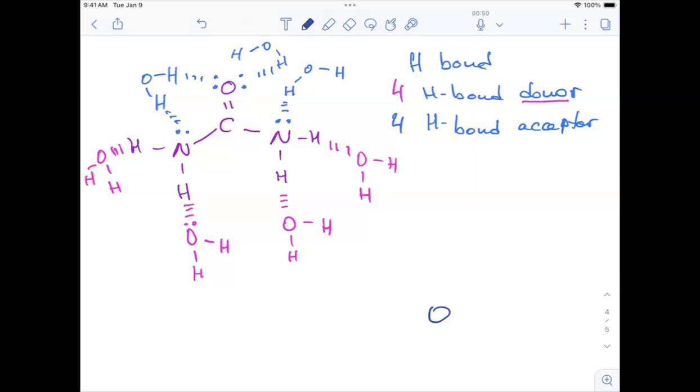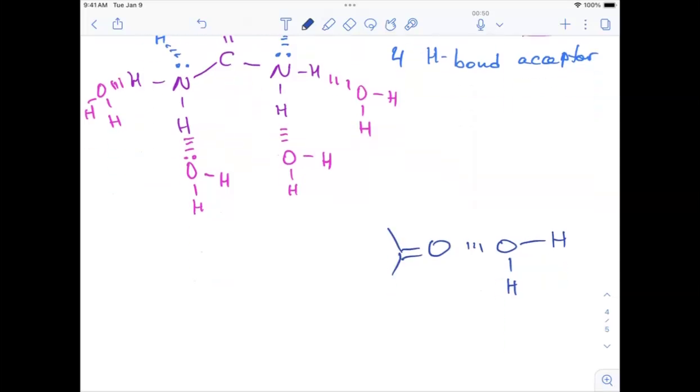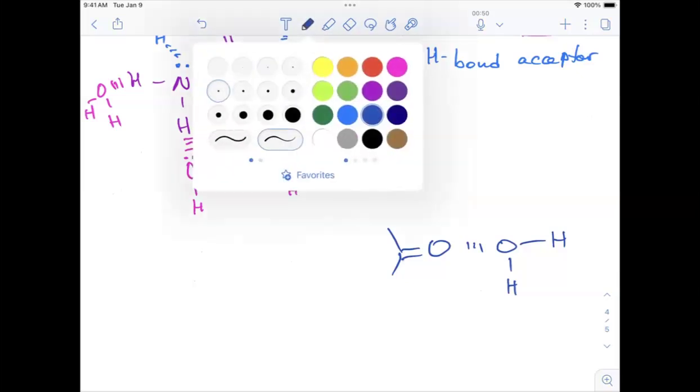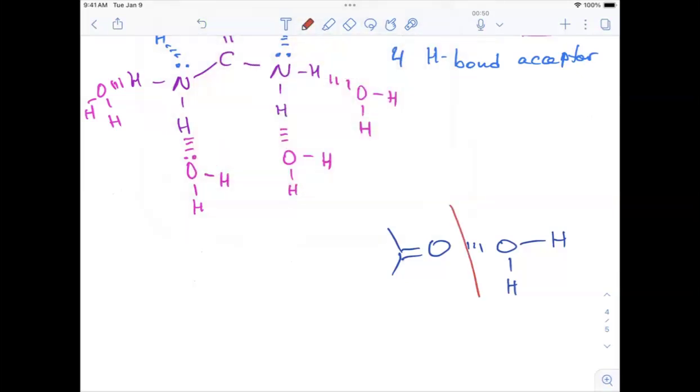If I have, say, oxygen and water, could I have a hydrogen bond like this? And this would be something else. No way, because this is bad. Why is it bad? Because we're missing a hydrogen bond donor. There's no hydrogen in that bond.